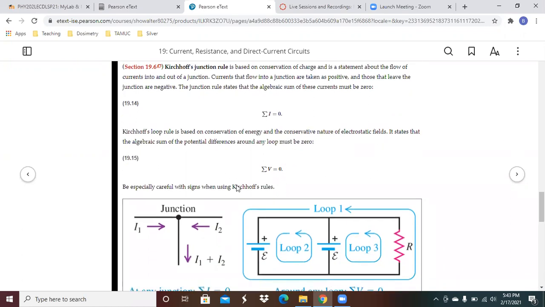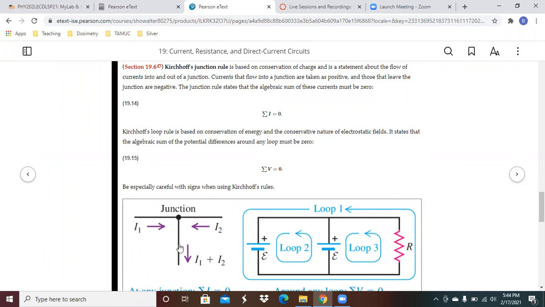Now, what exactly is a junction? A junction is where you have three conductors coming together. So like right here, you've got three wires coming together. The junction rule states pretty much that the algebraic sum of the currents here must be zero. In other words, you don't have current bunching up at this particular junction. It just doesn't accumulate there. So whatever goes in must go out.